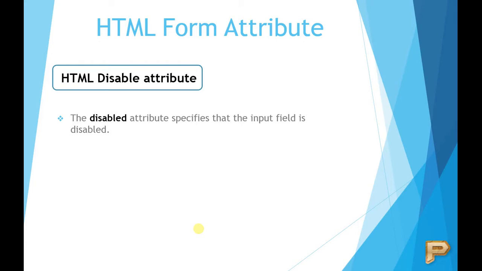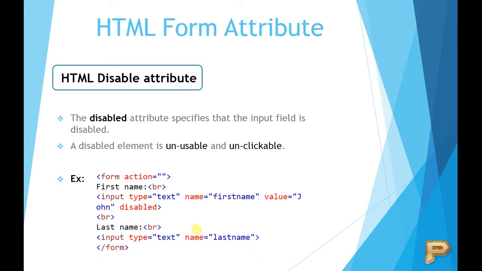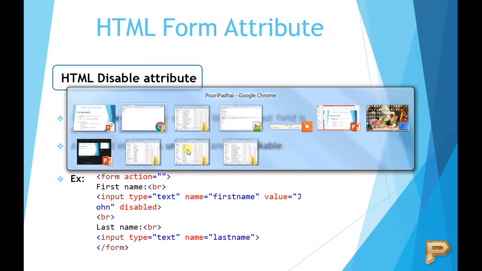The HTML disabled attribute is next. The HTML disabled attribute specifies that the input field is disabled completely. A disabled element is unusable and unclickable. We can see the example over here. We just have to write disabled. So what is the difference between disabled and the previous attribute, readonly? Let's understand it with the practical example.